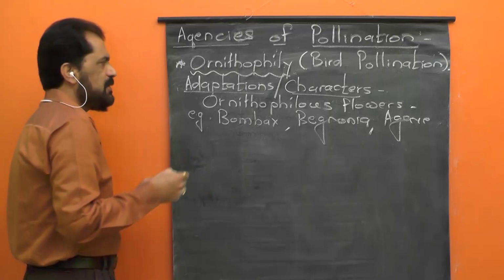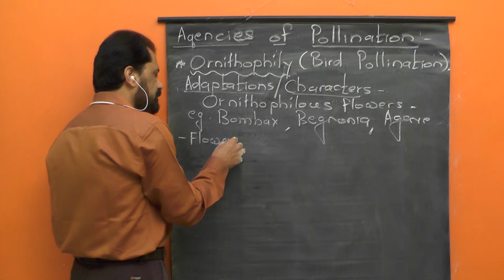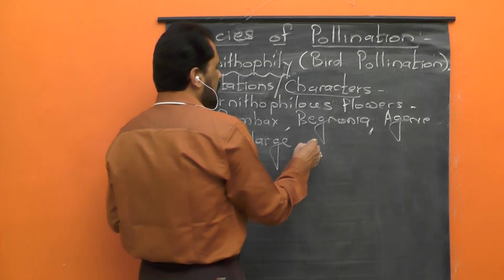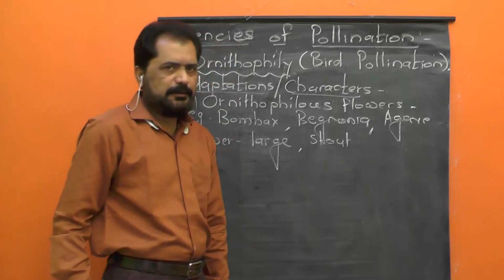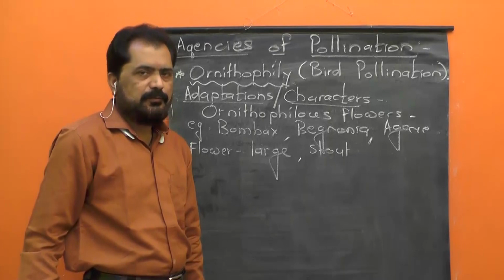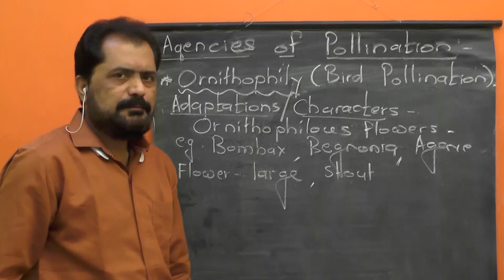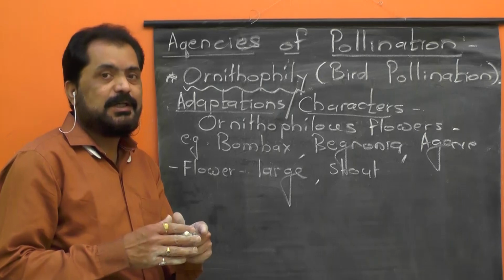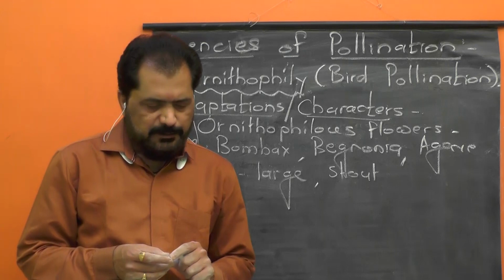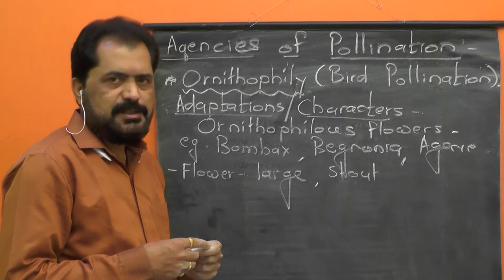First of all, these flowers are again large and stout, that is quite thick and fleshy. It means all the floral parts, phulache sagale bhag, te strong ahe, stout ahe. Why? Because the floral parts should not break off, should not wither away during the visit of the bird. So first character we can say that the flowers are usually large, stout, that is thick and fleshy.